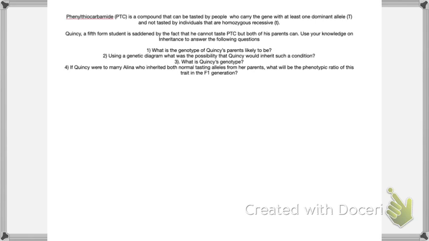And this is a question I created. It's saying phenylthiocarbamide, let's just say PTC. PTC is a compound that can be tasted by people who carry the gene with at least one dominant allele, and we're going to call that dominant allele T. So once you have that capital T, that dominant allele, you can taste this compound. And it's not tasted by individuals who are homozygous recessive. So once you have a dominant allele, capital T, you will taste this PTC. If you have two recessive alleles, you will not taste this PTC, right?